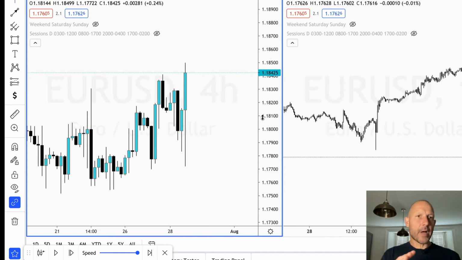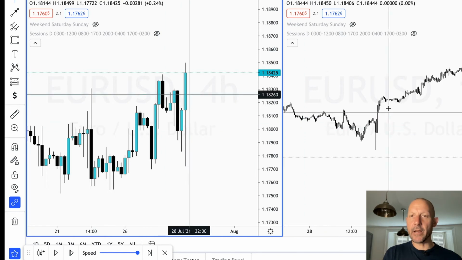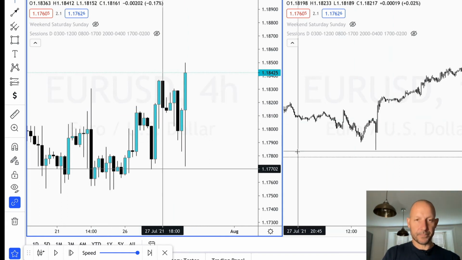So I've just brought up EUR/USD on 2 time frames side by side. This side we've got the 4 hour, and on this side we've got the 15 minute. I'm just going to show you how a 4 hour candle is displayed, if you like, on a 15 minute time frame.